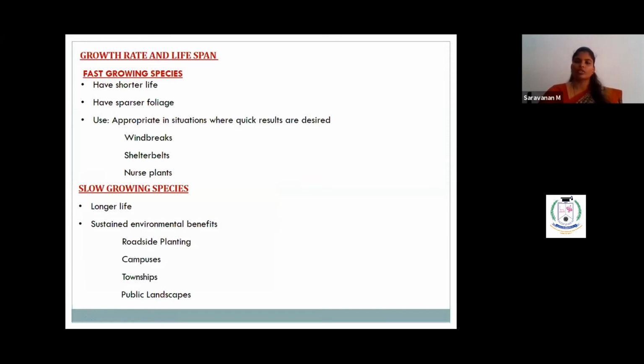When we talk about growth rate and lifespan, first there are fast growing species and slow growing species. Fast growing species have a shorter life, sparser foliage, and are used as windbreakers, shelter belts, and nursery plants. A slow growing species has a longer life compared to the former, and has lots of sustainable environmental benefits such as roadside planting, campuses, townships, and public landscapes. These grow in all these kinds of environments.